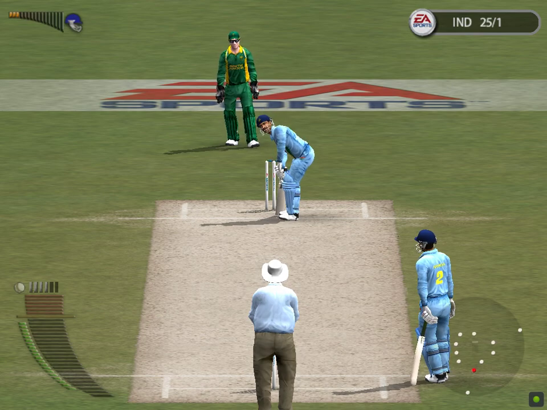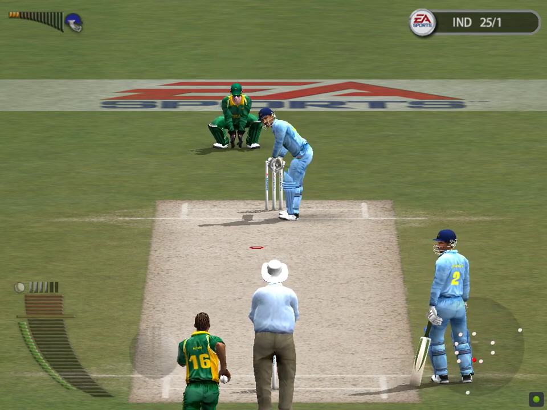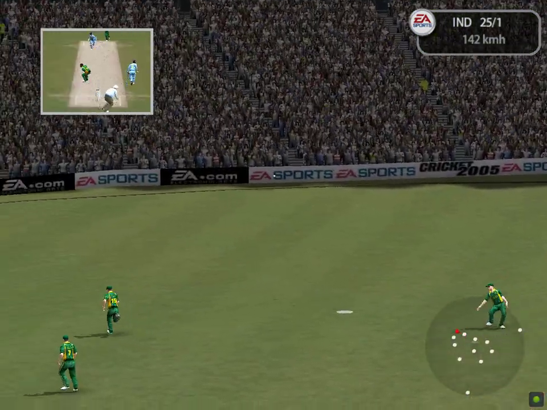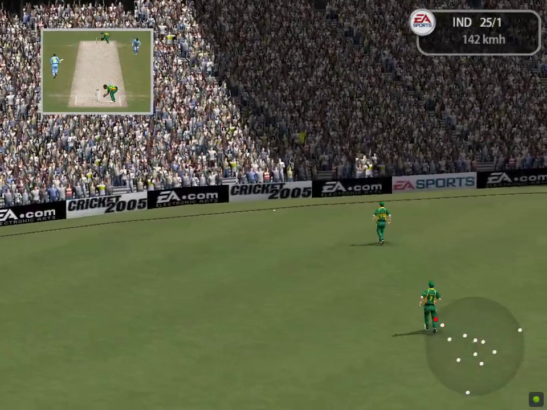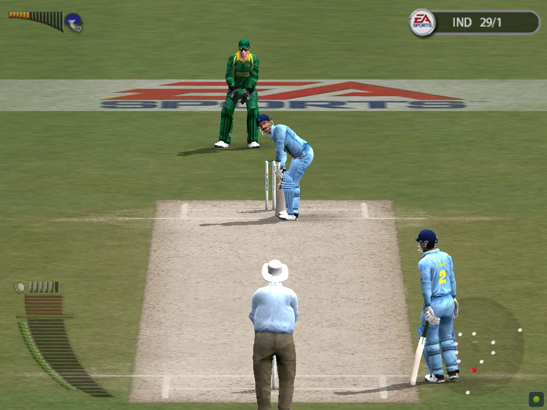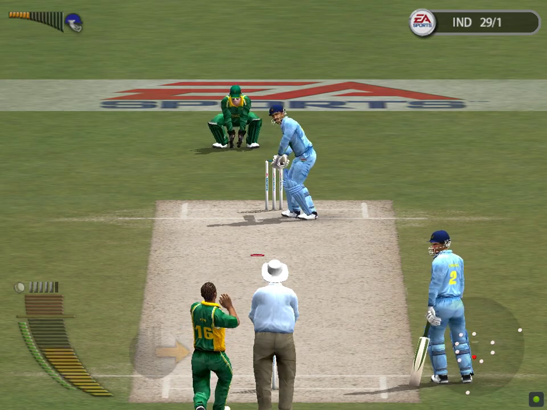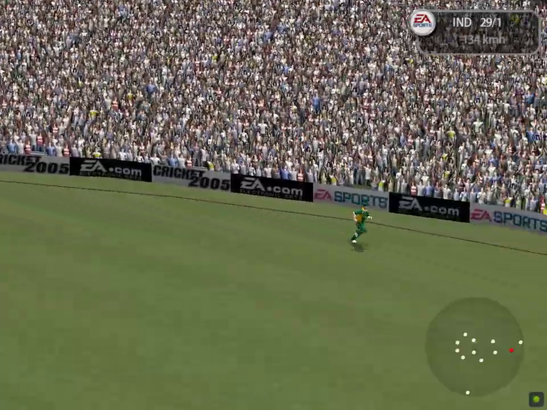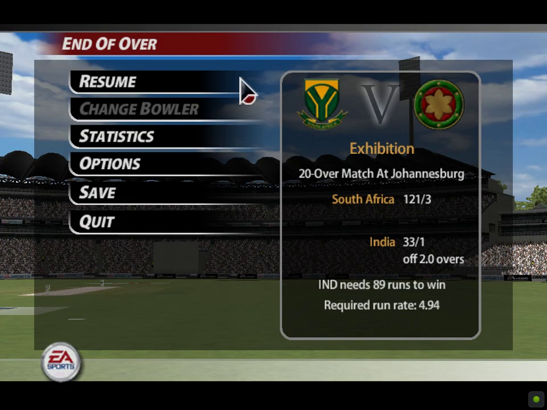Pendulkar waiting at the striker's end. Is after it, steered expertly into the gap. Great shot, that's 4 all the way. Okay, let's see the action replay of that. That's racing away to the square leg boundary. Let's see the action replay of that.